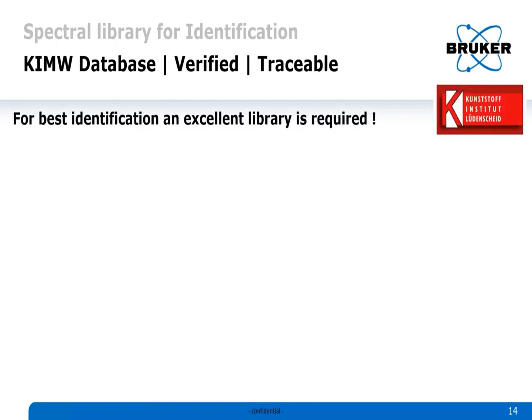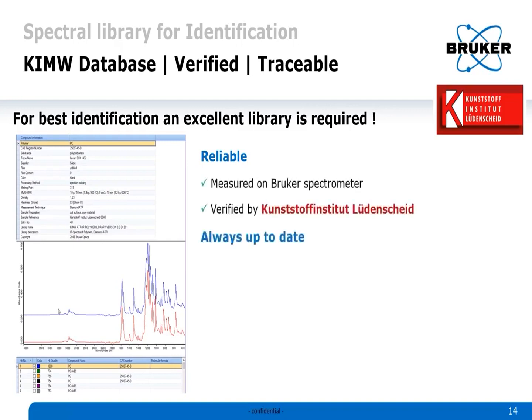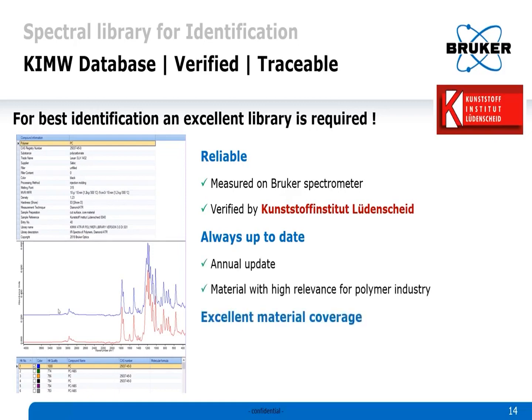And for this, we have teamed up with the Kunststoffinstitut Lüdenscheid, a polymer institute based in Germany, and have created a very reliable database with lots of information on different aspects of the particles and where they were manufactured. And they were measured on our spectrometers and re-verified by the Kunststoffinstitut, so the Polymer Institute. And we keep this library always up to date. That means we have an annual update with new materials that you might find that are of high relevance for the polymer industry, but in conclusion also contains all the materials that you will find in products that break down to microplastics. And we have an excellent material coverage with over 1,000 polymer spectra, and we have all the common but also very rare types of polymers like polylactic acid in there.